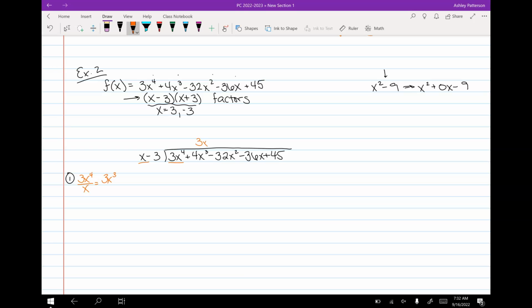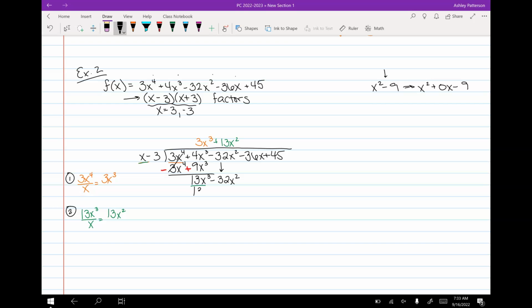That goes up top. Then we multiply through by every term in the divisor, so we get 3x to the 4th minus 9x cubed. Change the signs. Okay, so those first terms are going to cancel. Perfect. We get 13x cubed, and we bring down the negative 32x squared. Again, we're going to take that first term and divide it. So we end up with 13x cubed divided by x, giving us 13x squared, and that goes up top.